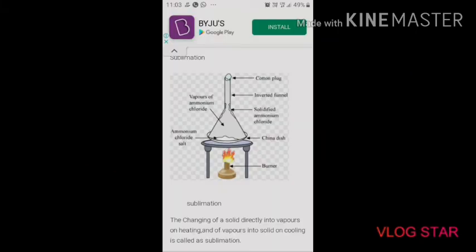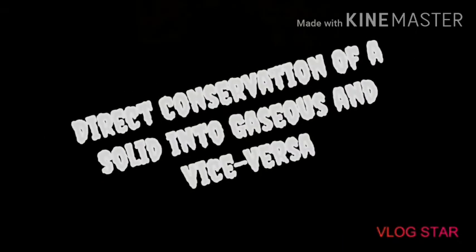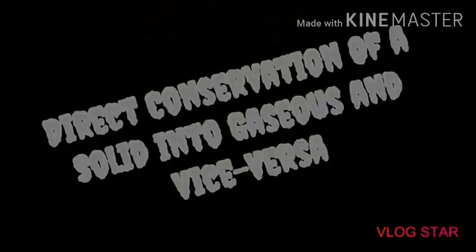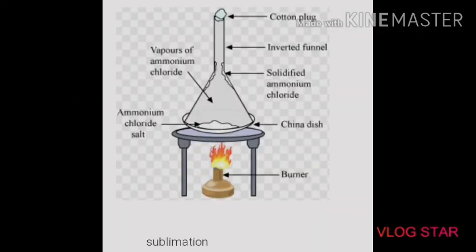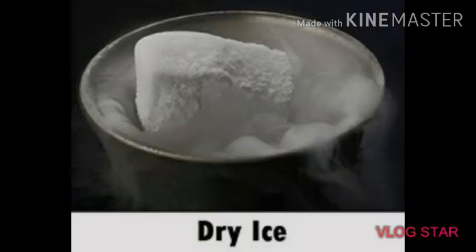Okay. Then, direct conversion of solid into gaseous state and vice versa. Some solids on heating directly change into the gaseous state without melting, and on cooling change back to the solid state. Such solids are known as sublimating solids. Examples are ammonium chloride, iodine, solid carbon dioxide, naphthalene balls, etc.